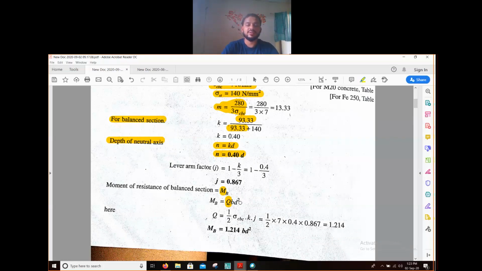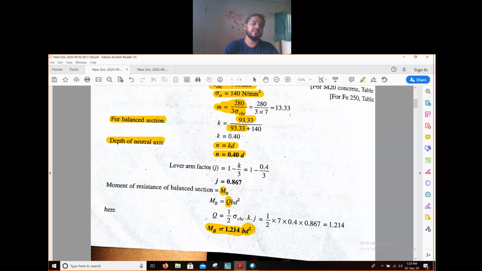BD square will again be there in this equation, because we don't know the value of B, we don't know the value of D. These are not given in the question. So our moment of resistance value will be 1.214 BD square. This will be the value of moment of resistance. BD square will stay like this, because B and D are not given.